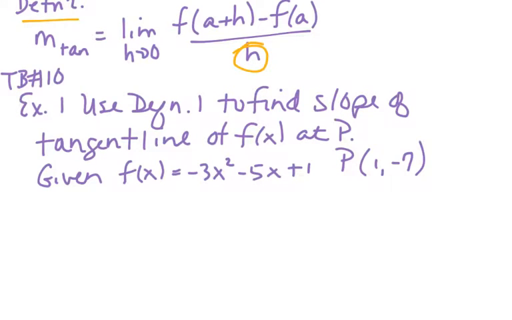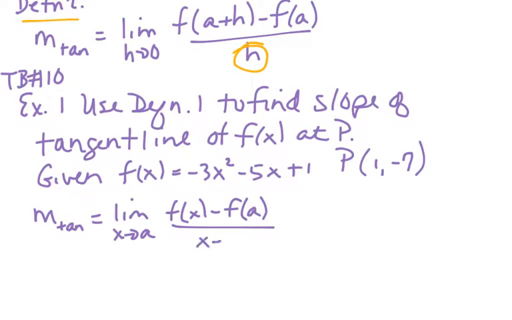Okay, so let's use the first definition to find the slope of the tangent line at the point. So the first definition is the limit as x approaches a of f of x minus f of a divided by x minus a. Well, the point that we're interested in, this is a, and this is f of a. So this is the point a, comma, f of a.